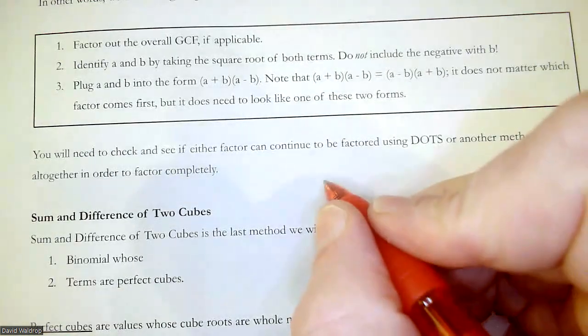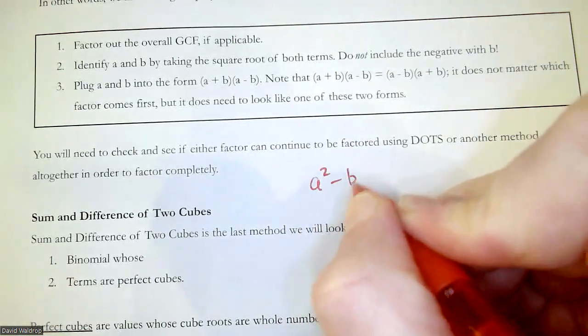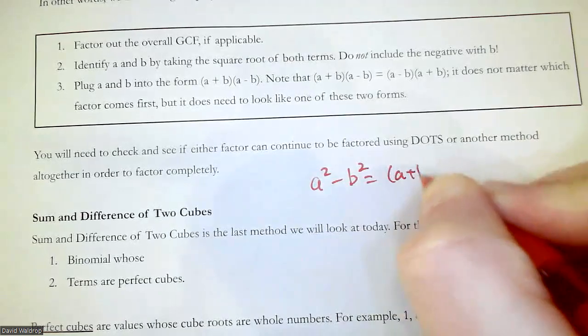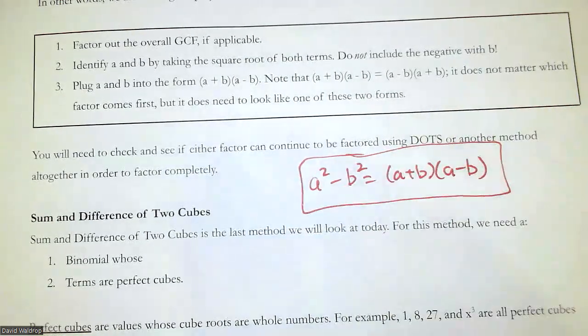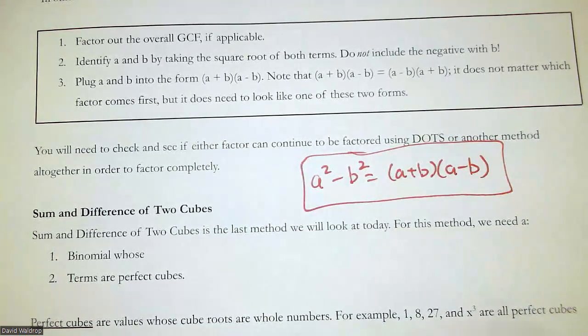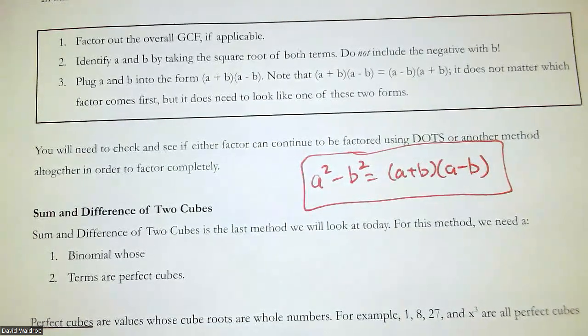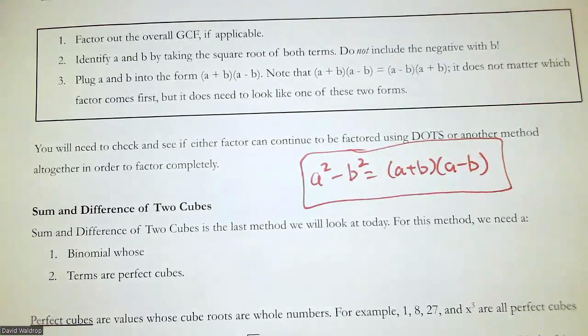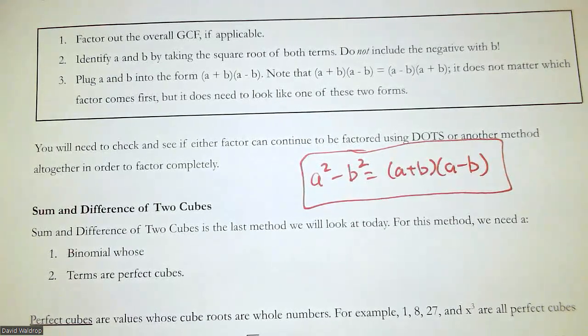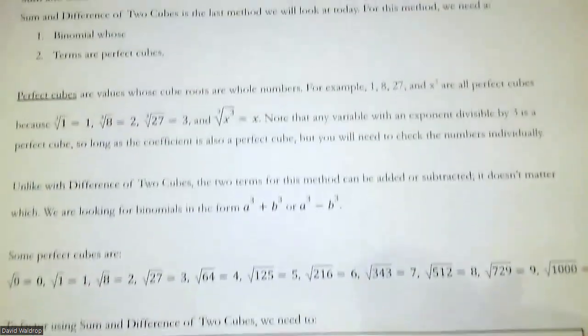So a squared minus b squared is a plus b times a minus b. That's one of the formulas you're going to need to know. You're not always given those on tests and quizzes and things like that. On some standardized tests, you're not given them. Some you are, some you aren't.